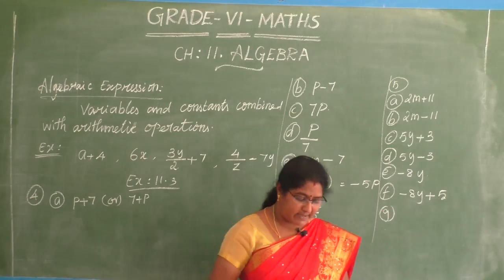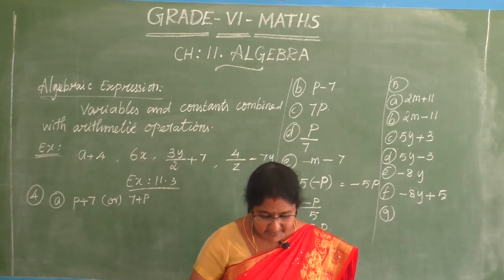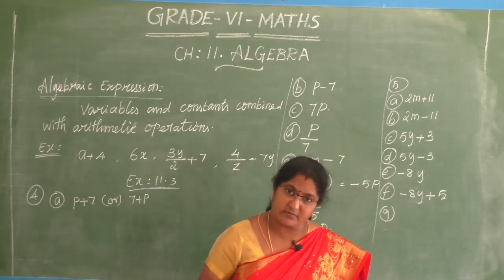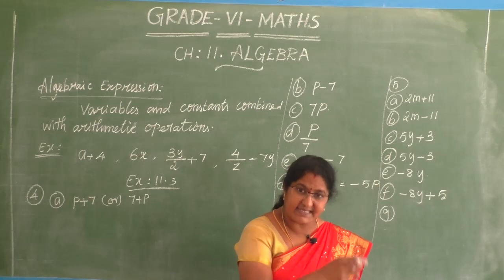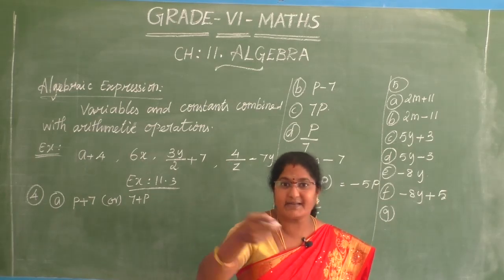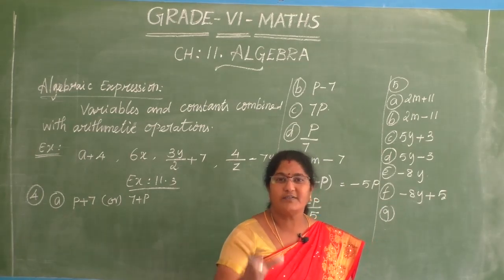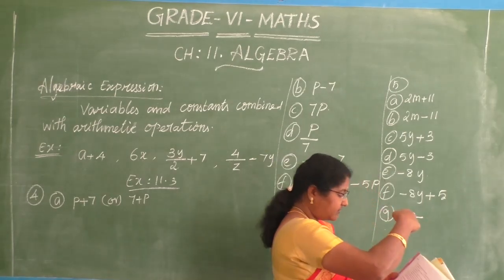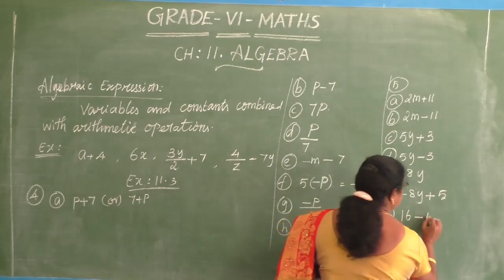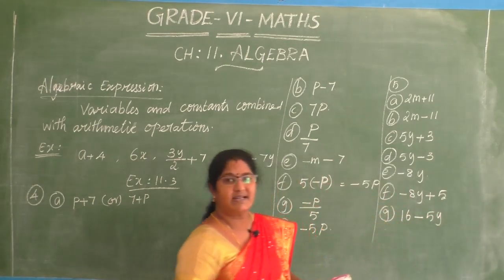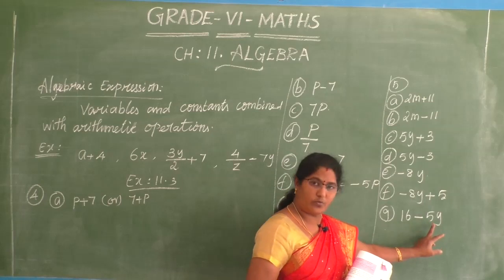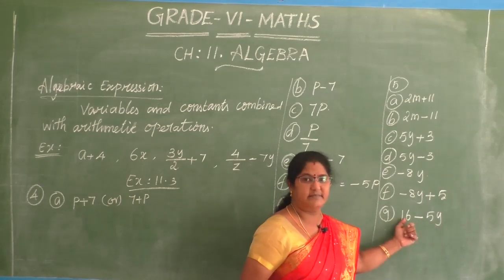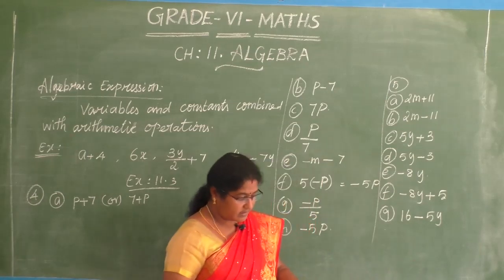Y is multiplied by 5 and the result is subtracted from 16. So y is multiplied by 5, that means 5y, and the result, the 5y, is subtracted from 16. So which one do you have to write first? 16 minus the result. What is that? Y multiplied by 5, so that means 5y. Clear? 5 multiplied by y and the result is subtracted from 16. Understand? Okay.